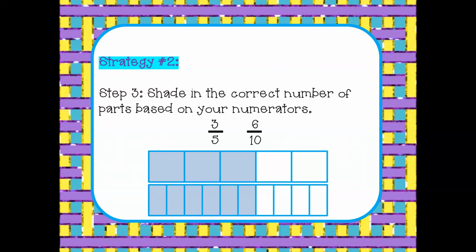Okay, step 3, we are going to shade. We always shade the number that's in the numerator. Remember, the numerator is the top number. So in 3/5, our numerator is 3. So in our top fraction model, they have shaded 3 out of the total 5 pieces. On our bottom fraction model, we had 6/10. 6 is in the top, 6 is the numerator. They have shaded 6 of the 10 parts.